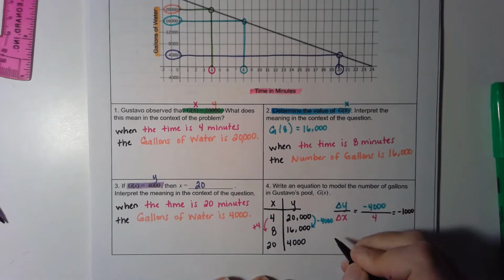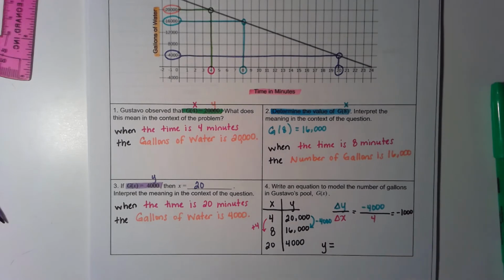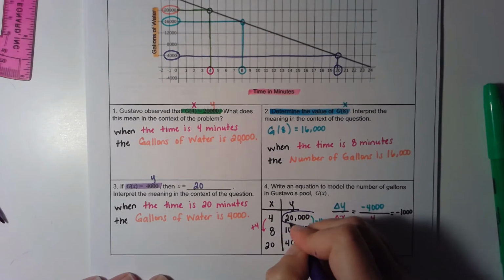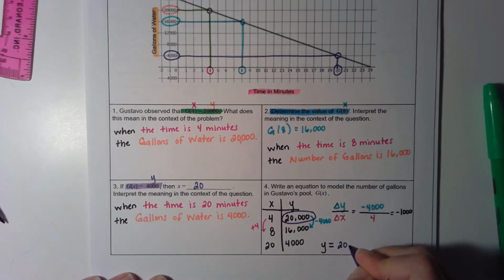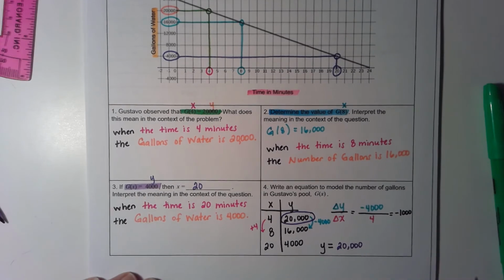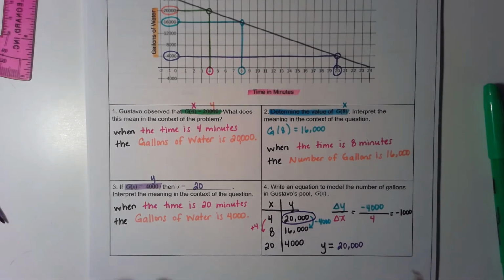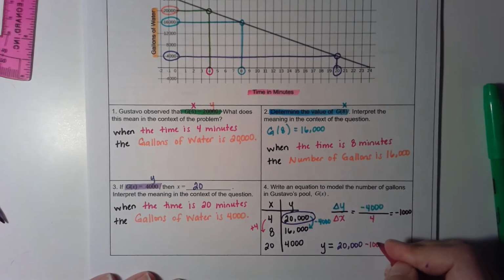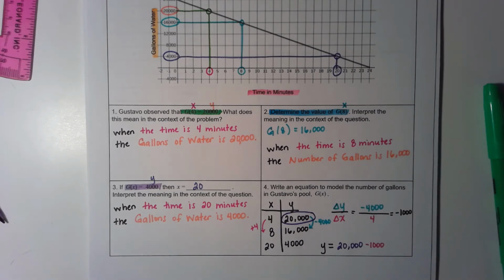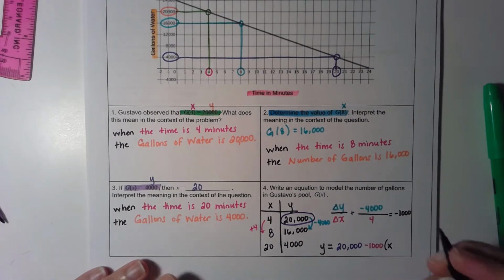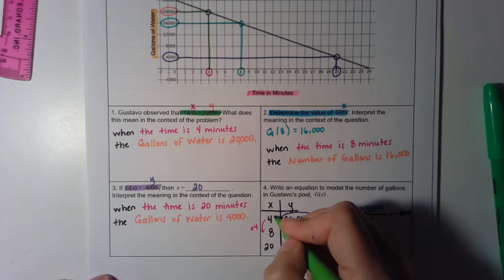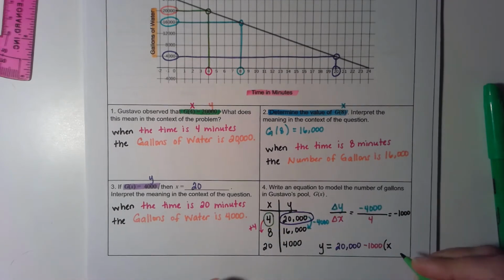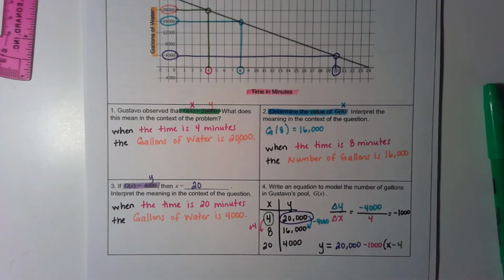Now I can write my equation. So y equals 20,000 is my starting value here. And my slope is minus 1,000, parentheses x. And then I would look over here at my starting x value. And since I want to get back to 0, I would put minus 4.